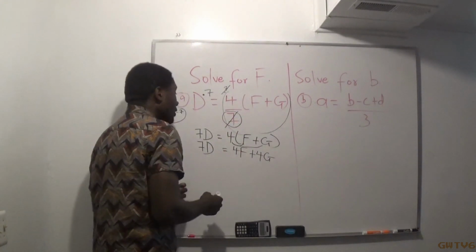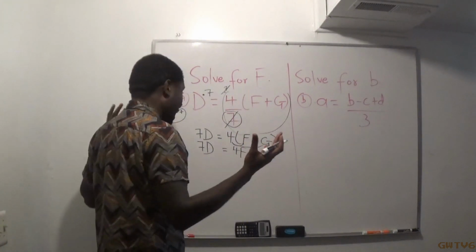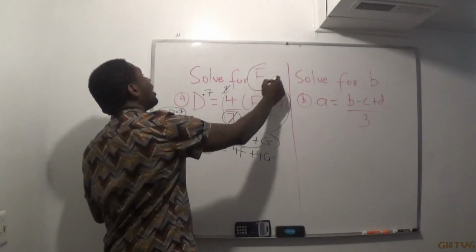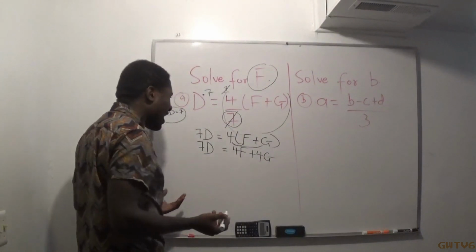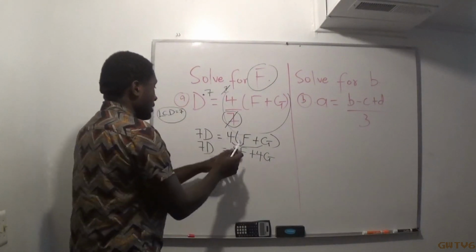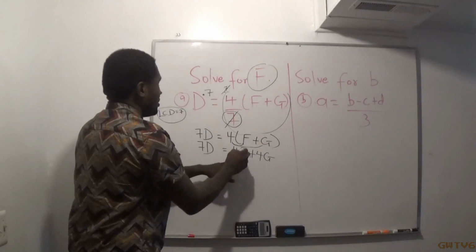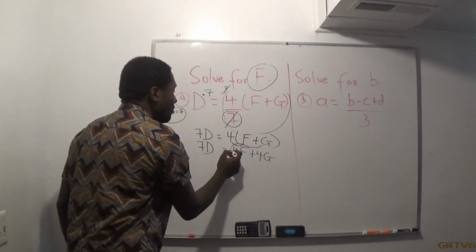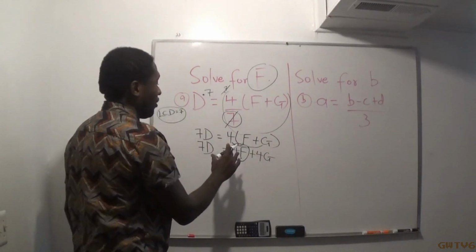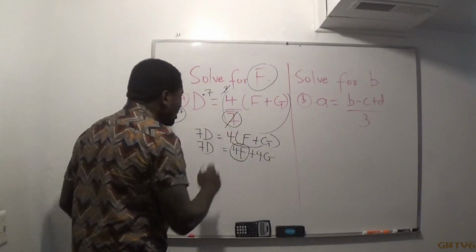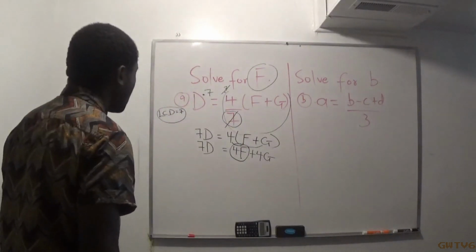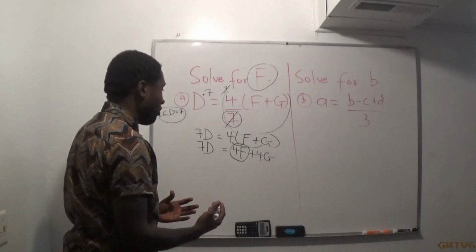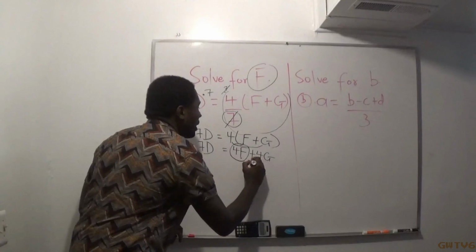Now that everything looks fine, I still have in mind that I'm solving for f. So where is my f at? Oh, this is the f right here. But the f has 4 with it. So for now, I want to have 4f by itself. That means whatever is close to this 4f, I have to get rid of. So what is close to this 4f? 4g. And I always do the opposite to get rid of it. So it's a plus 4g, so I'm going to minus 4g.